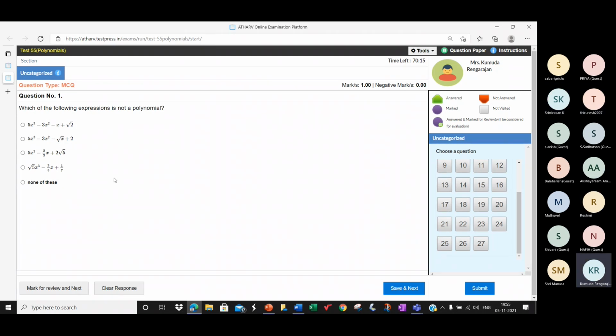So what is the power of x in the first term? 3. The second term, what's the power of x? 1. So we are not concerned about the coefficients. The coefficients are √5 and 3/5. Power of the variable must be a whole number. So only here, the third term is √x, and the power of x is 1/2, which is not a whole number, and hence the second expression is not a polynomial.